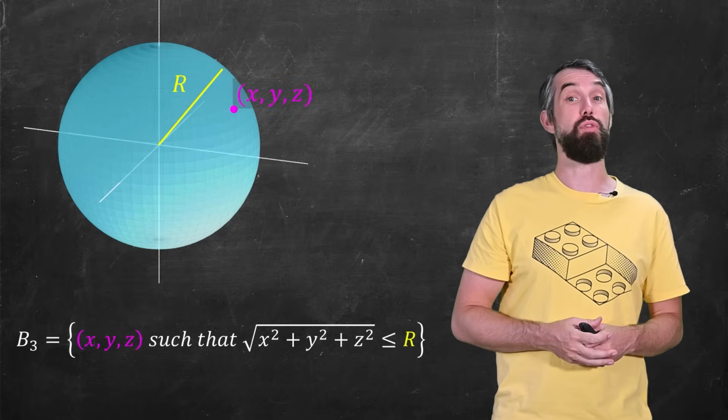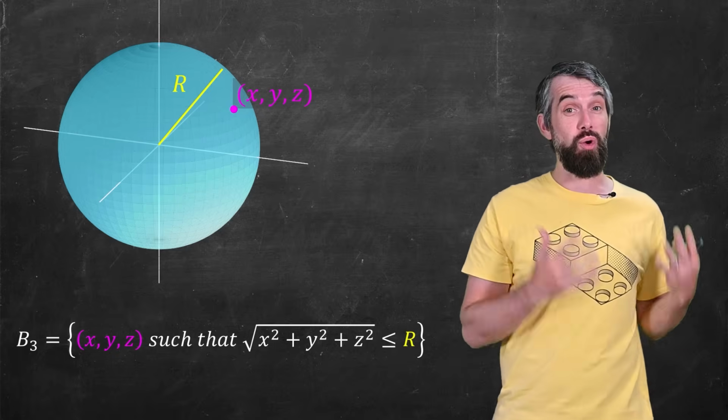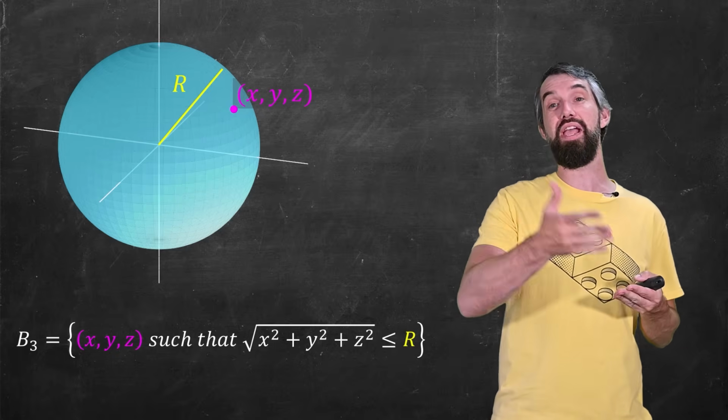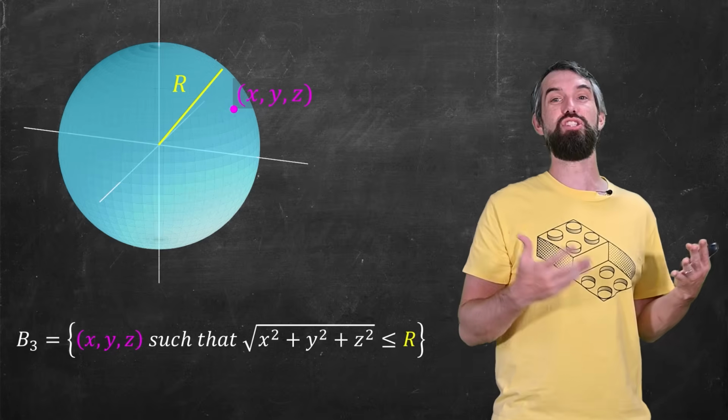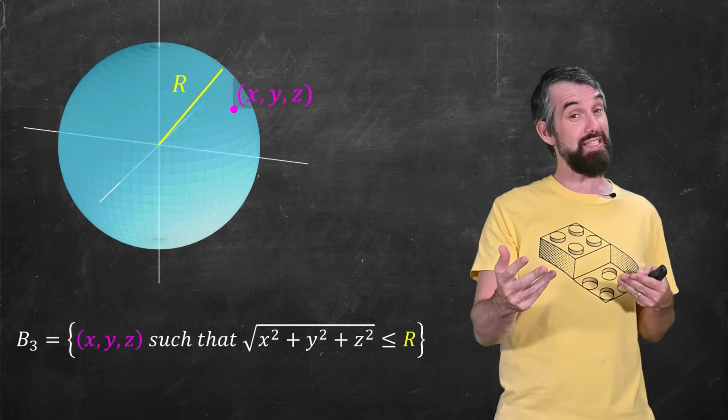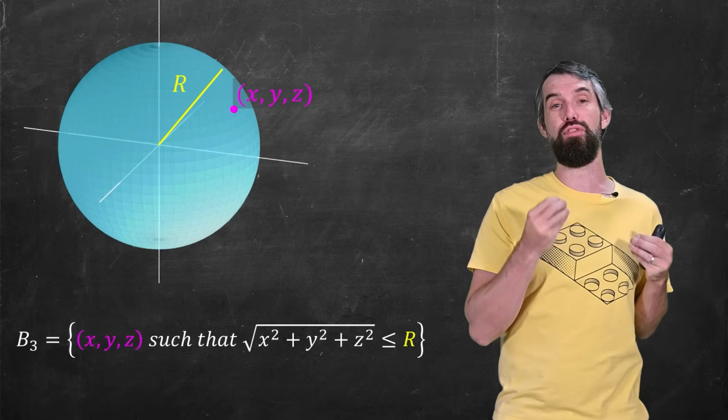Similarly, I can go up into 3 dimensions and I get the three-dimensional ball B3, and it's all triples of numbers, x, y, and z, such that an analogous formula holds, the square root of x squared plus y squared plus z squared. That's how you measure distance in 3 dimensions.